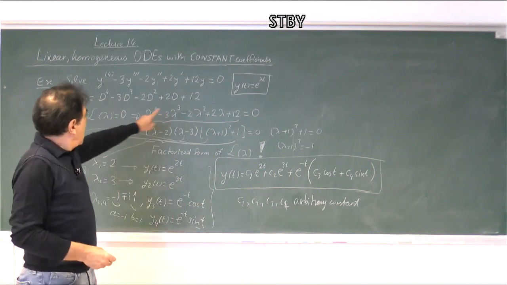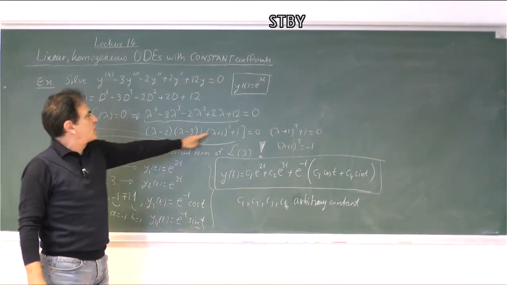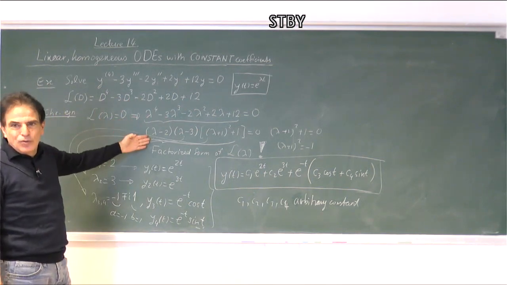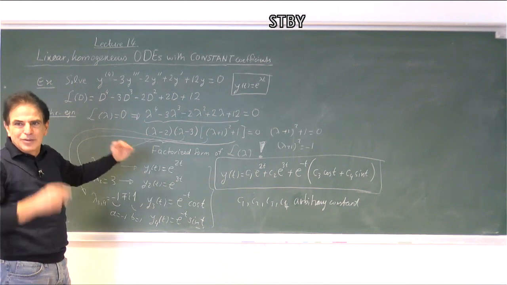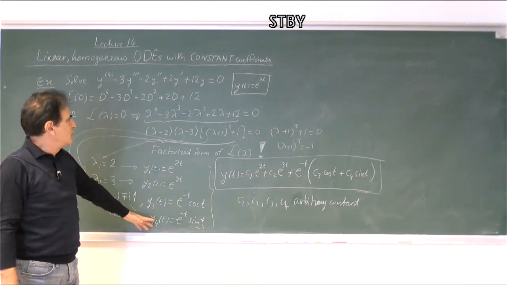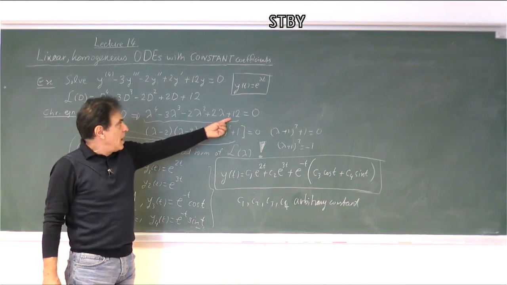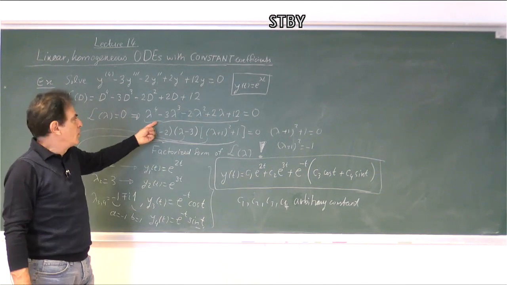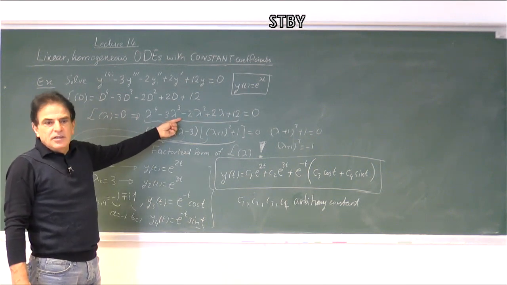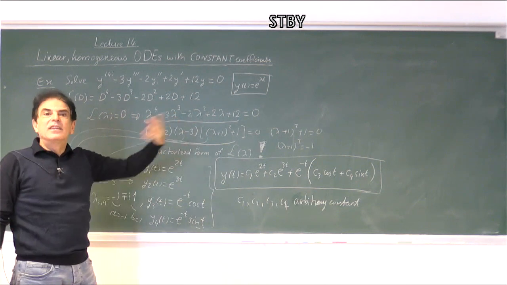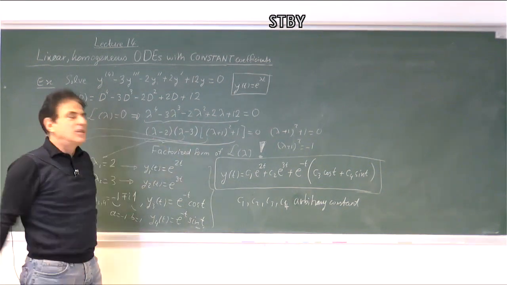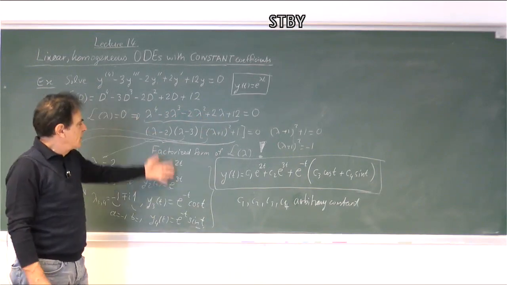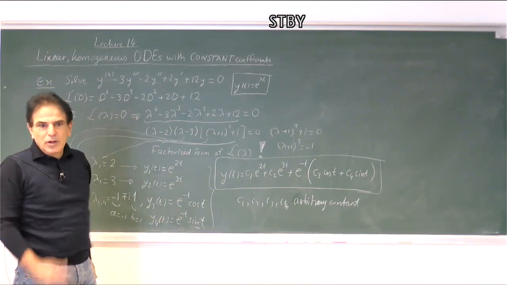So another remark is that if the factorized form of L of D or L of lambda is known, then it is not difficult to form all solutions. But as the degree of the characteristic polynomial increases, the labor involved in finding the roots increases accordingly, and therefore it may be very difficult to find all the roots exactly.